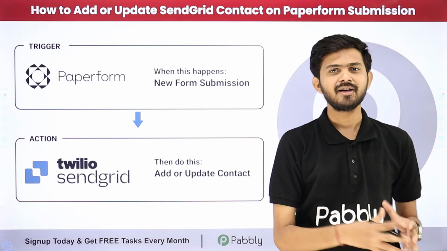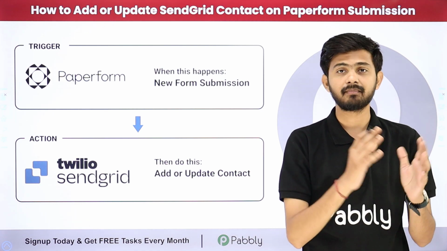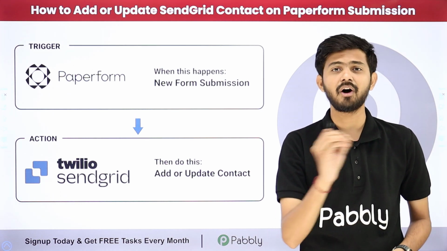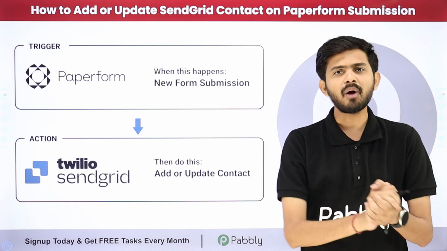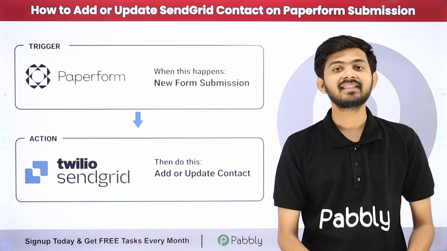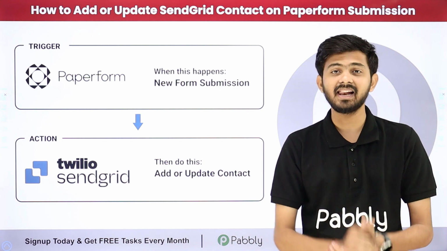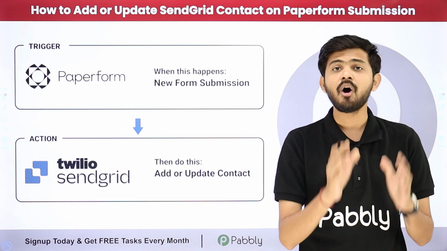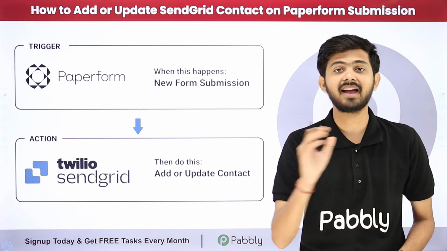So my company is conducting a survey of marketing and I've created a survey form by using Paperform. Now what I want to do is that as I'm going to receive a new form submission through Paperform, then automatically by using those details, I want to either add a new contact or update an existing contact in SendGrid.